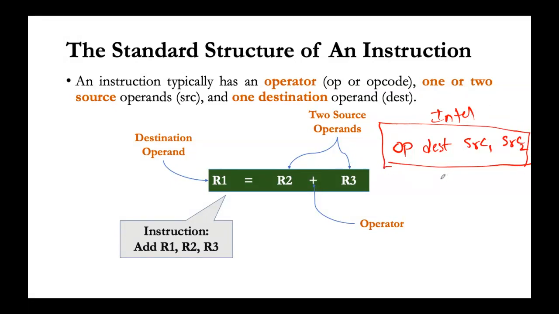Now here we use the terminologies destination, source 1 and source 2. What does it mean? This destination, source 1, and source 2 may be registers or they may be DRAM.